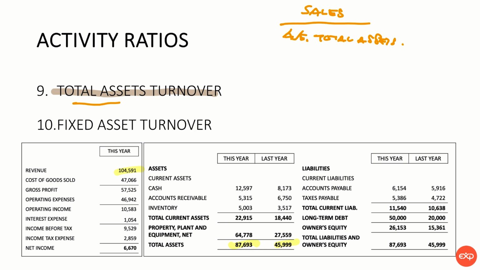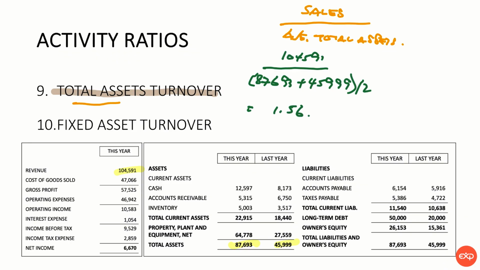Calculating it using those, we have 104,591 over 87693 plus 45999 divided by 2. It is 1.56. So that's a total assets turnover, 1.56.